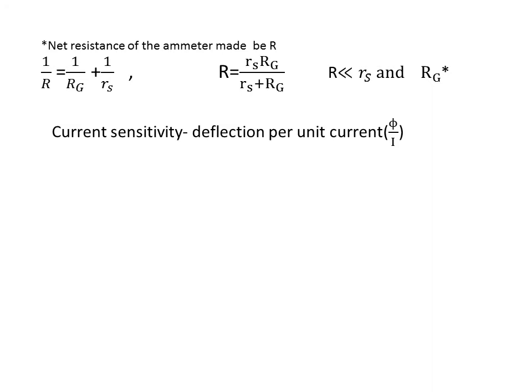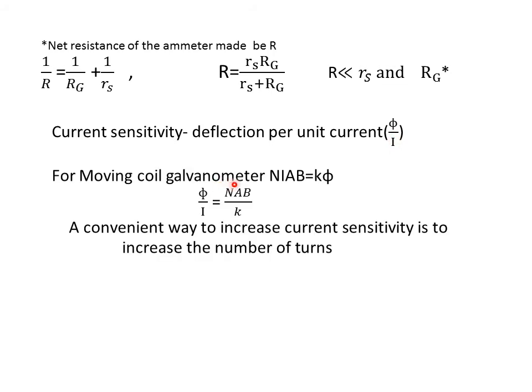Another topic we must study in relation with this topic is current sensitivity. This is the deflection per unit current, that is phi by I. For a moving coil galvanometer, NIAB is equal to K into phi. So phi by I is equal to NAB by K. The value of phi by I must be high. To increase phi by I, that is current sensitivity, we can increase the value of N, A or B, or decrease the value of K. A convenient method is to increase the value of N, that is the number of turns on the coil.